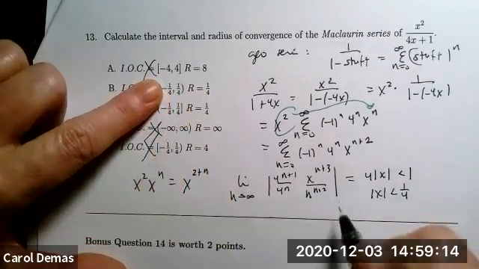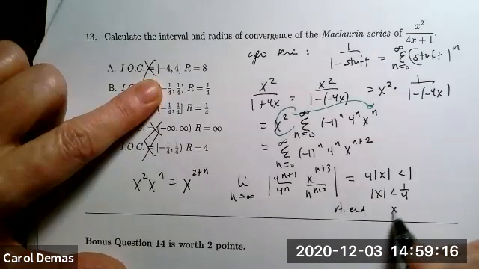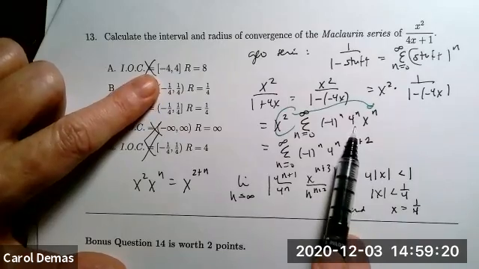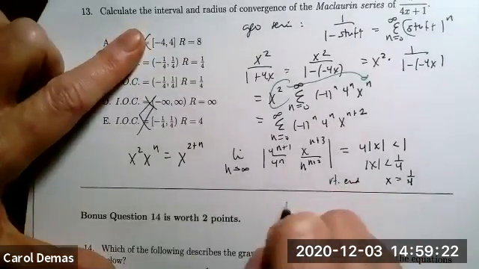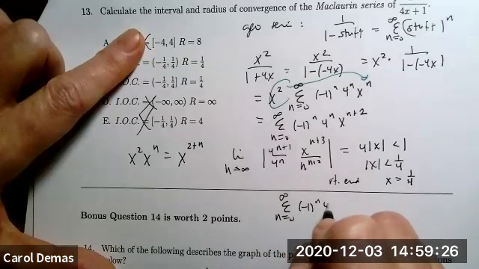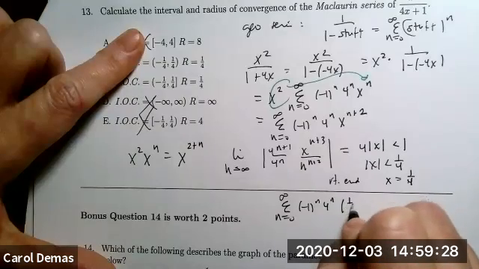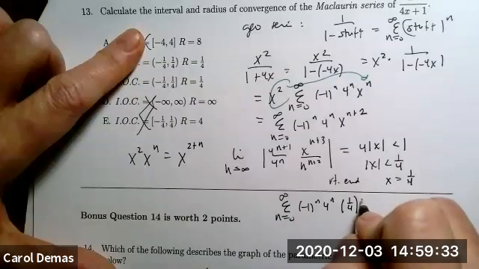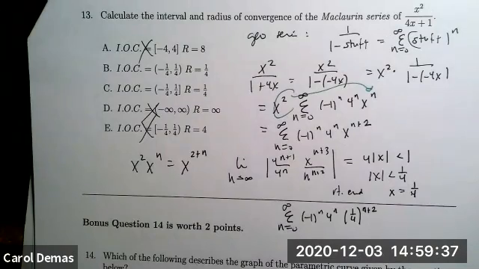We're going to check the right end where x equals 1/4. So what happens when we plug in 1/4 here? Sum n equals 0 to infinity, -1 to the n, 4 to the n, 1/4 to the n plus 2. What's that going to give us?